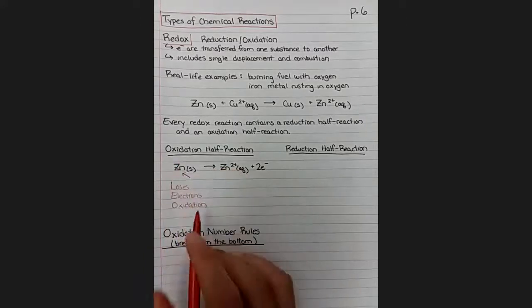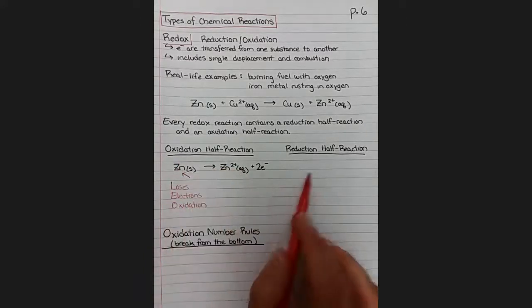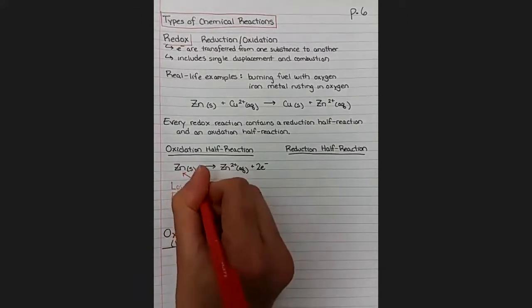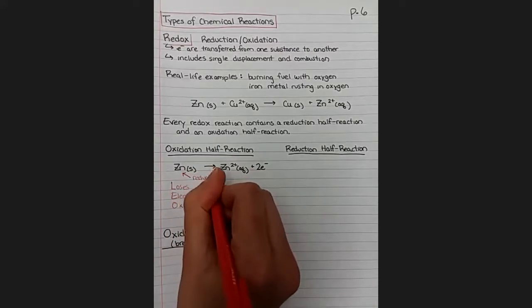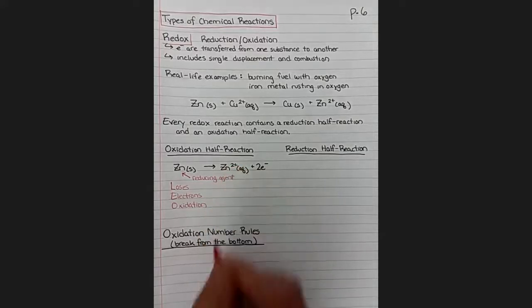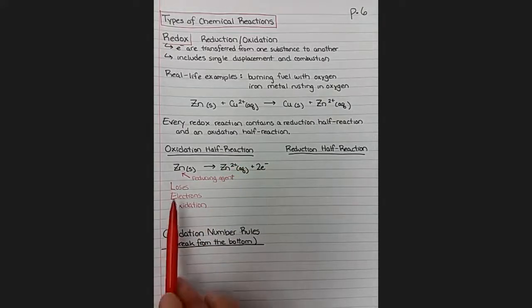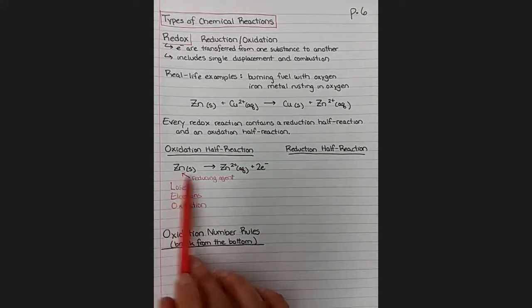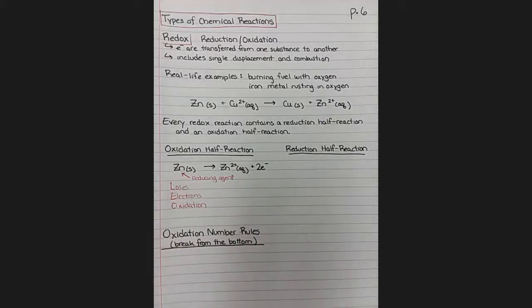We have a special name for the reactant that is oxidized because when it's oxidized, it allows something else to be reduced. So we call it the reducing agent. It's a little bit confusing that the reducing agent is the one that is oxidized, but you can think of it as helping the reduction process.